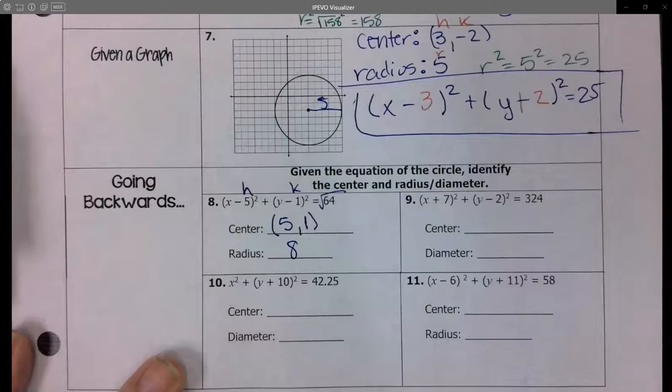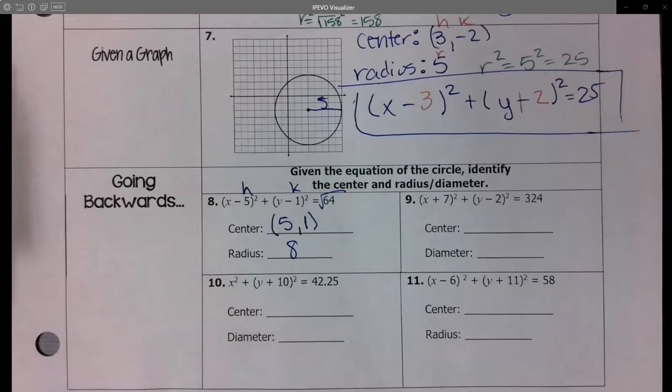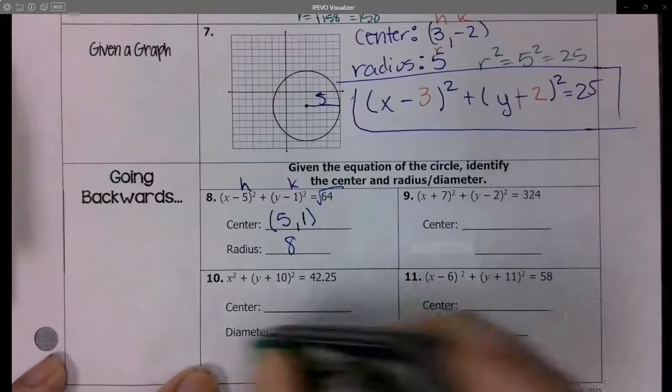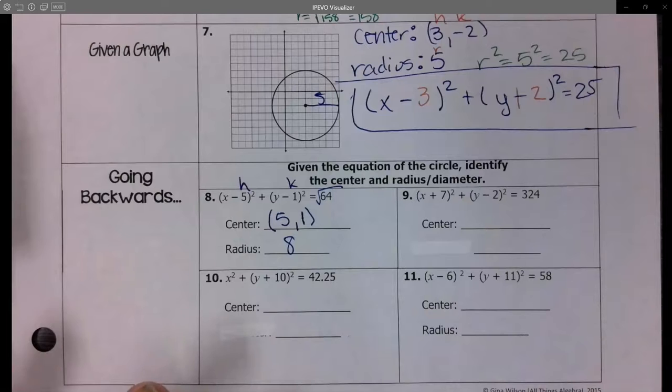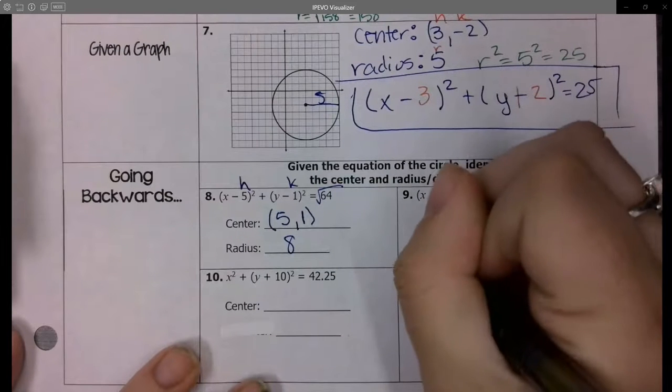8. I'm going to change numbers 9 and 10. I'm going to change these instead of being diameters to being radiuses. On the test, it's only going to ask for a radius.